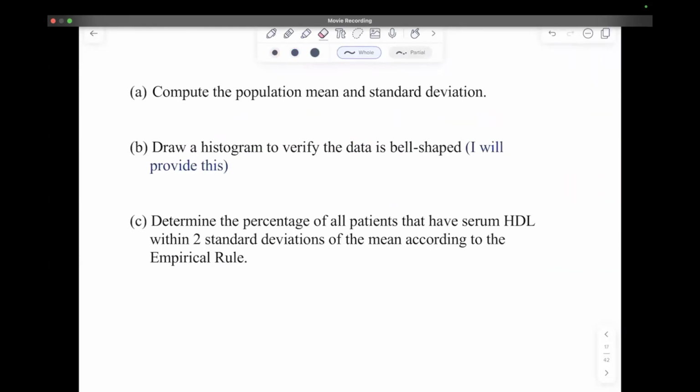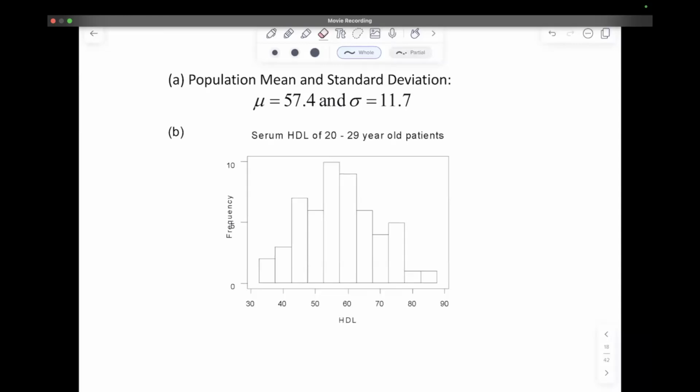So here is, hold on a second here. So here is my histogram, and I have a population mean and a standard deviation. This is really beautiful. I need a pen. Hold on a sec. Okay. I'm writing these down.